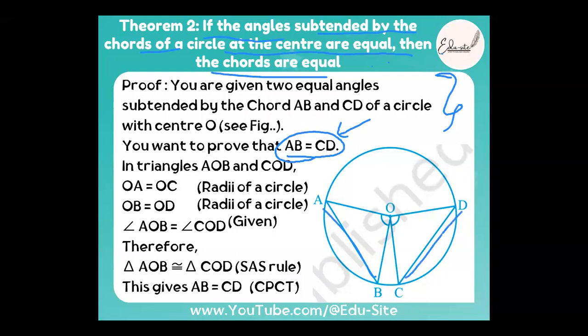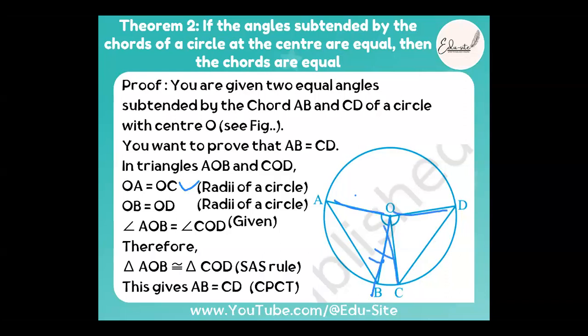Just a change in the postulate. Instead of the SSS postulate, we can take the SAS postulate. Why is the SAS postulate taken? Because we have an angle extra here. Radii will be equal, so this will be equal to this. So we have two sides here and one angle here. So this triangle is congruent to this triangle. If these two triangles are congruent, then from CPCT, AB is equal to CD. Is it not easy?